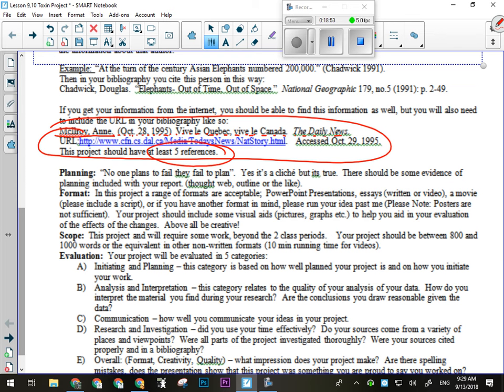And I want to see a timeline. I want to see something laid out about when I'm going to work on it. You can put September 13th, work on it in class. You can also put September 14th, work on it in class, because we're going to work on it tomorrow too. And you might want to put beside those, like, find information on this or start introductory paragraph, something like that. A timeline that outlines when you're going to work on it.